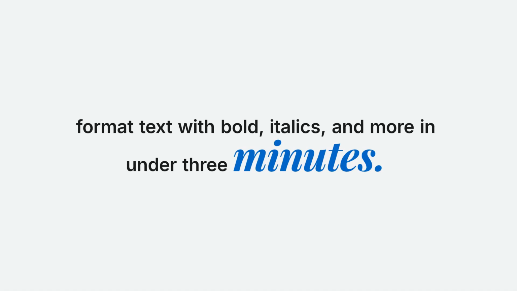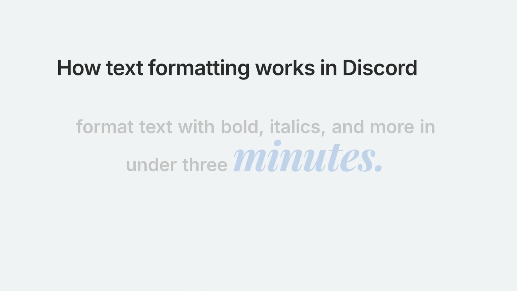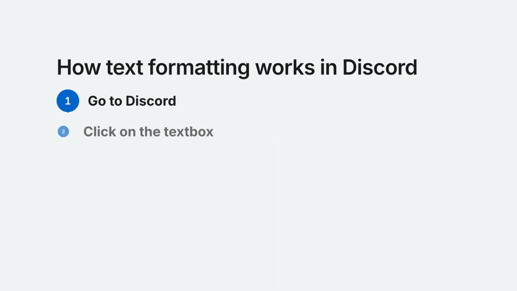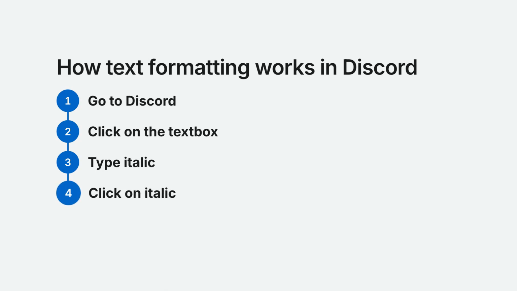Tired of plain, boring Discord messages that get ignored? Learn to format text with bold, italics, and more in under 3 minutes. We'll cover the 5 essential formats: italic, bold, underline, strike-through, and spoiler. Each has a button and a markdown shortcut.